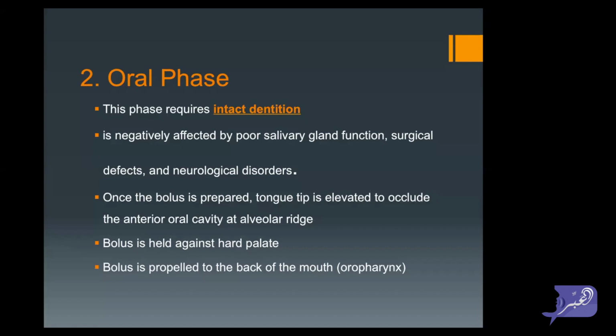Once the bolus is prepared, the tongue tip is elevated to occlude the anterior part of the oral cavity, to sort of push it back. It's sort of like a wave kind of movement. So it'll close at the top, the front, the anterior part, the tip of the tongue, and it will move and push back the bolus to trigger the next phase, which is the pharyngeal phase. So the bolus is held up against the hard palate to help push it back, and it is then pushed back into the oropharynx.